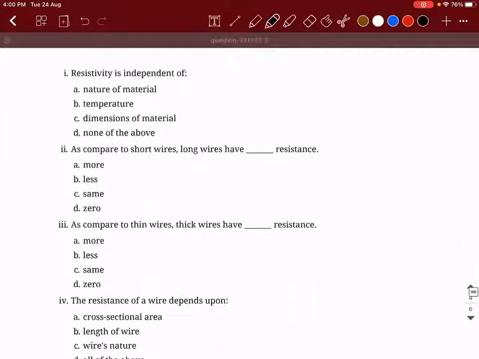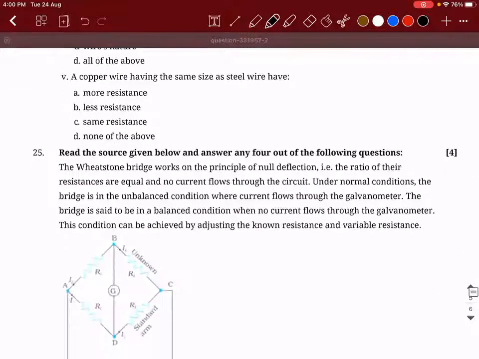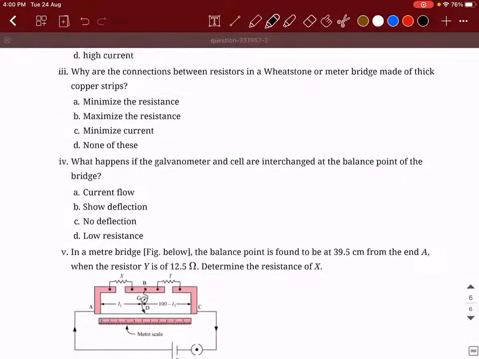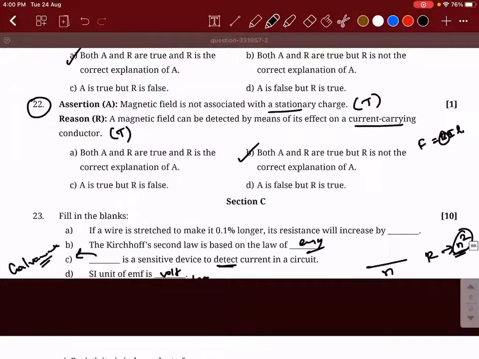So 24 and 25, I hope you guys would have solved it. 25 is actually a textbook question. Since you're good with meter bridge, I'm leaving those two.